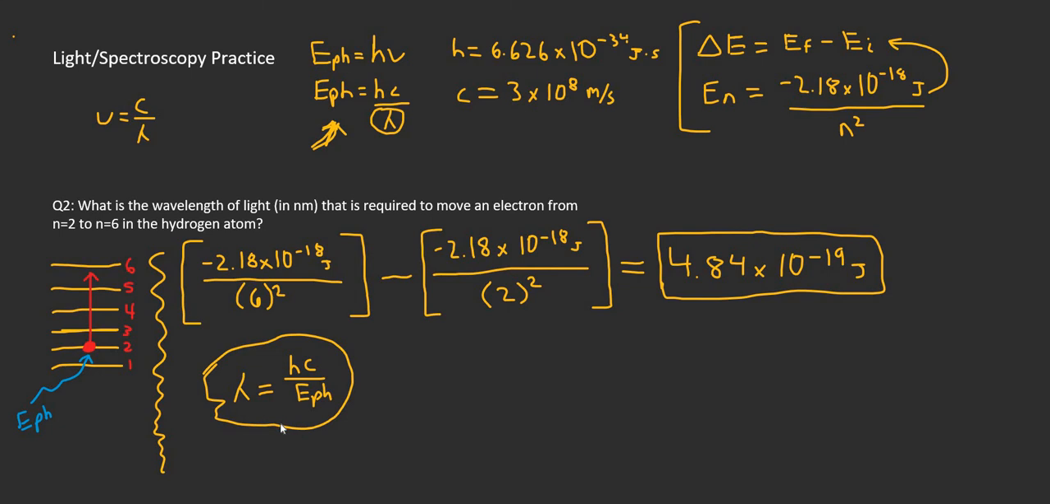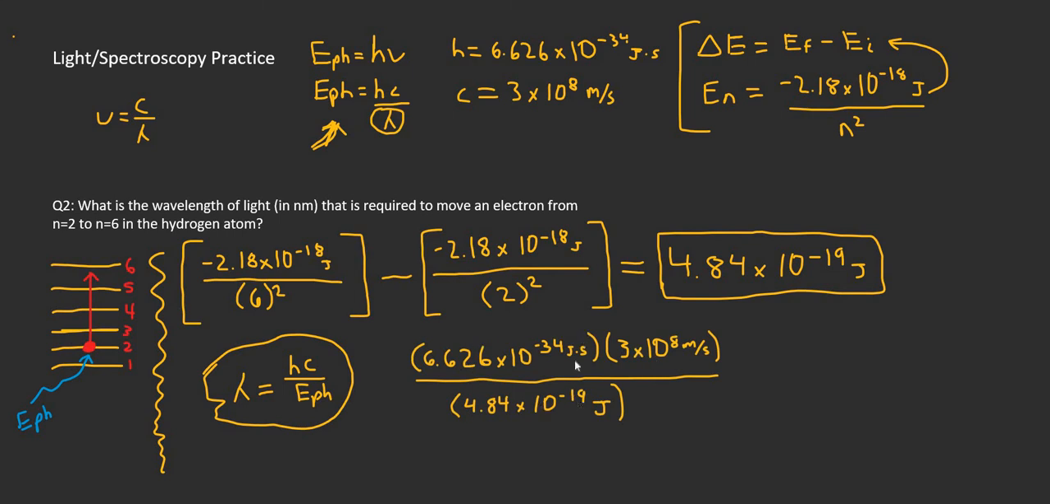There's our rearranged equation, where we solved for lambda, which is wavelength. Wavelength is equal to the Planck constant times the speed of light divided by the energy of the photon. We just solved for the energy of the photon. That's this number here. And we know the Planck constant, and we know the speed of light. So just plug all those together, and this is what that will look like. That's your setup: the Planck constant times the speed of light divided by the energy of our photon, and this will give you the wavelength in meters.